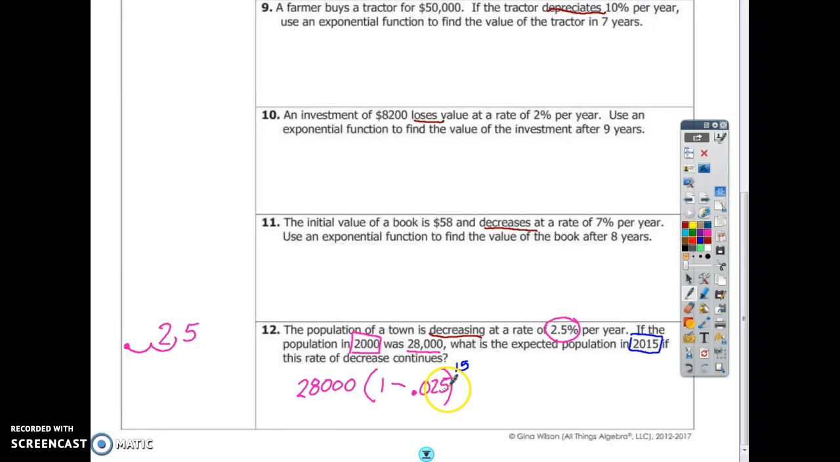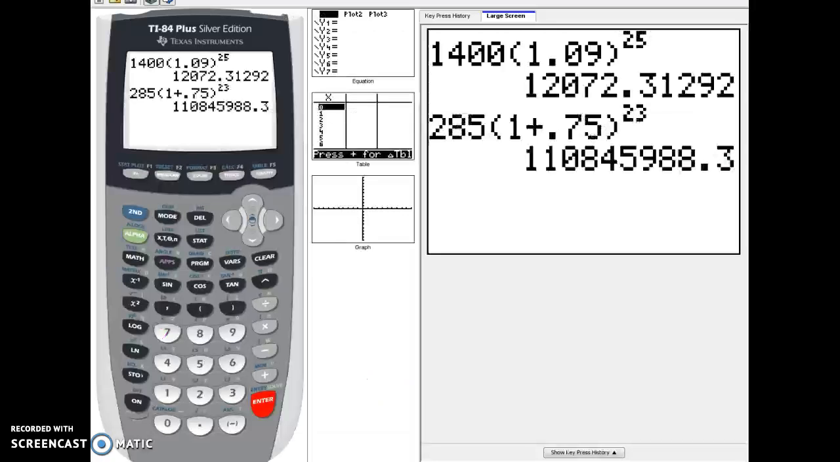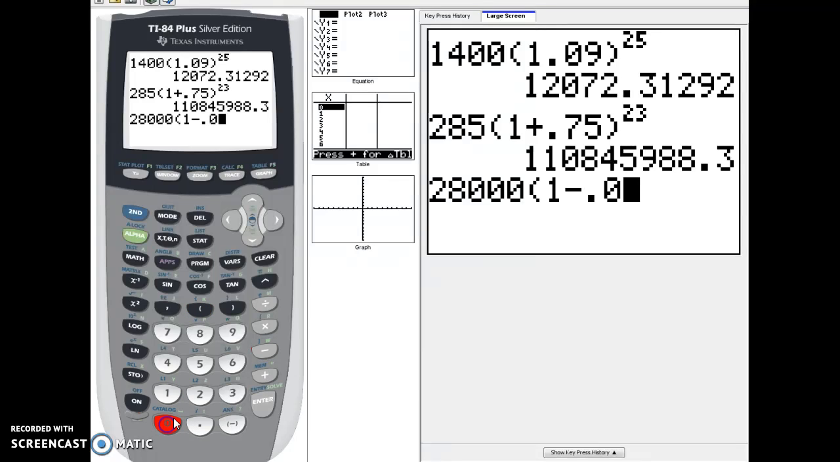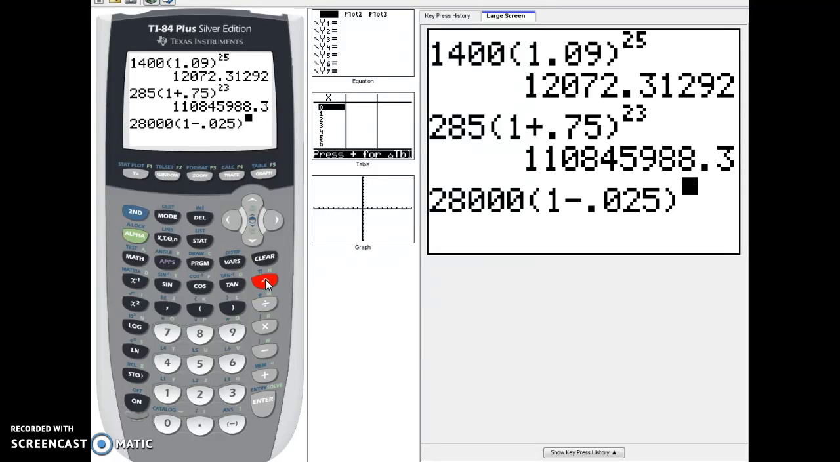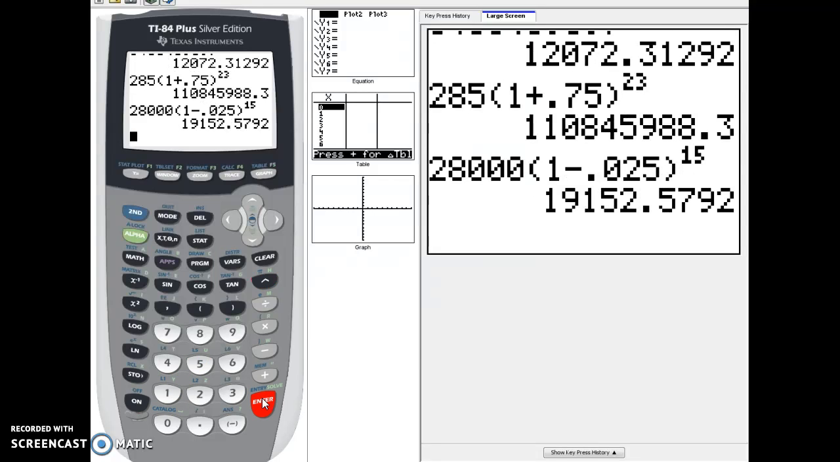So if you put that whole thing in the calculator, it will give you an answer. Okay? 28,000 parentheses 1 minus 0.025 close parentheses to the power of 15 years later, enter.